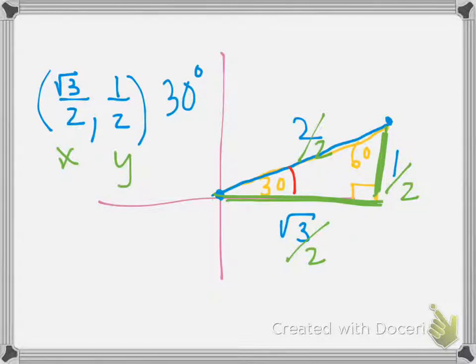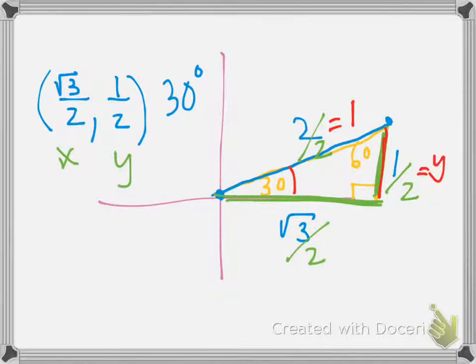All right, but this picture shouldn't really make sense because I told you guys that the radius of the unit circle is 1. Well, in order to make it 1, you just divide by 2. So 2 divided by 2 turns into 1. So now my radius is 1. My x value is square root of 3 over 2. My y value is 1/2.